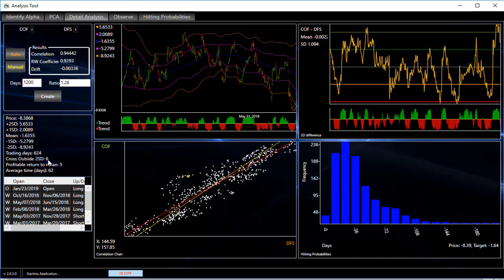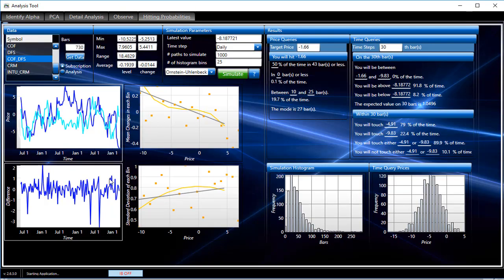It's crossed outside the second standard deviation 6 times, and it says it's had a profitable return to the mean 5 times, which is still good, but the reason it's 5 is because the most recent one is still open. So it has actually profitably returned to the mean every time so far, and it just has the current one still in an open position here. So let's go take a look at the hitting probabilities.